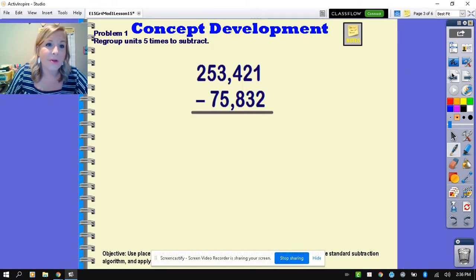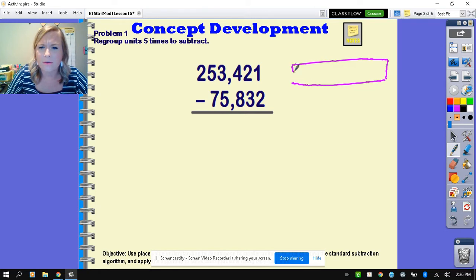So for problem 1, it says we're going to regroup the units 5 times to subtract. What I'm going to start off by doing is drawing our tape diagram. This is going to help us when we start getting into word problems. So, excuse my really poorly drawn rectangle. Okay, so we have the number 253,421. We've talked about how that number is the total. So when it's the total, it's going to go up top.